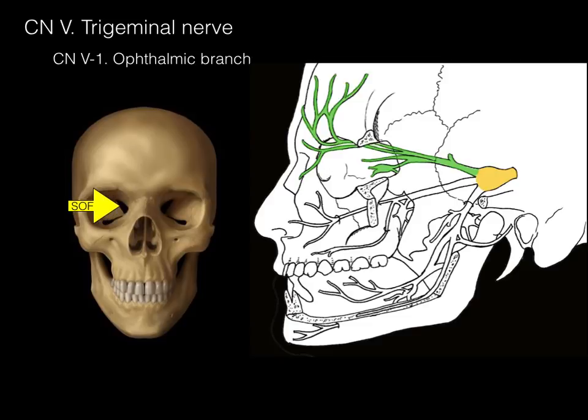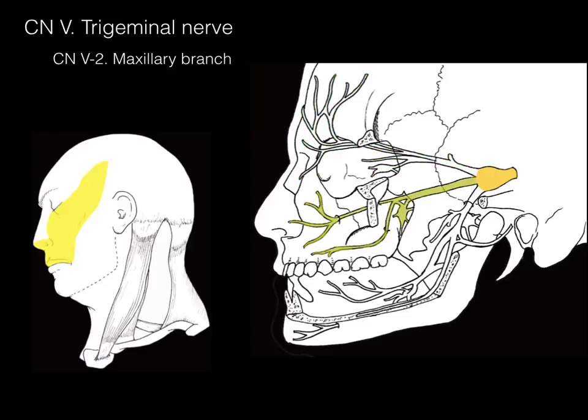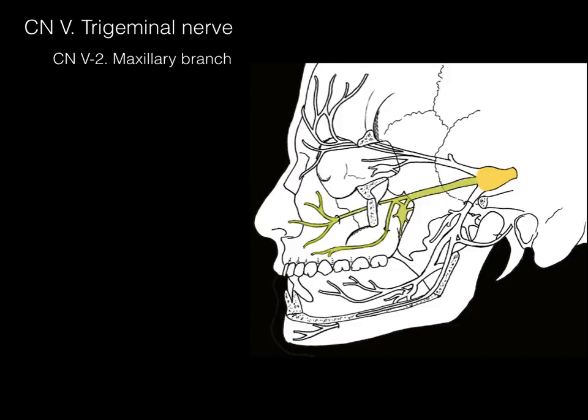orbital fissure. Cranial nerve V-2 or V2 is the maxillary branch, and as its name implies, deals with the maxillary region. Courses from the lateral corner of the eye to the lateral side of the nose to the lateral corner of the mouth. So it does bottom eyelid, side of the nose, upper lip. It also does your maxillary region, so maxillary teeth, gums, and palate, and the nasal cavity.